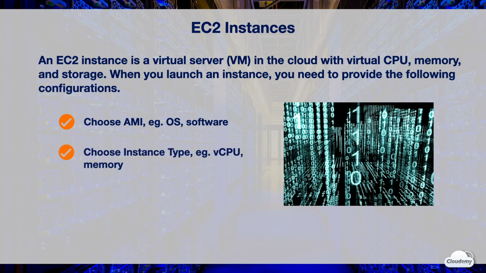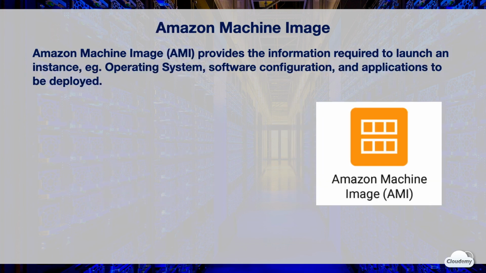You need to select the appropriate instance type with the required compute resources, such as vCPU and memory. You need to attach the storage to your instance, such as the root volume for your AMI, and additional volumes to store data. Amazon Machine Image or AMI provides information required to launch an instance, including operating system of a virtual server, such as Linux or Windows, software configuration, and any specific applications that are going to be deployed on the VM. You can launch multiple EC2 instances from the same AMI.